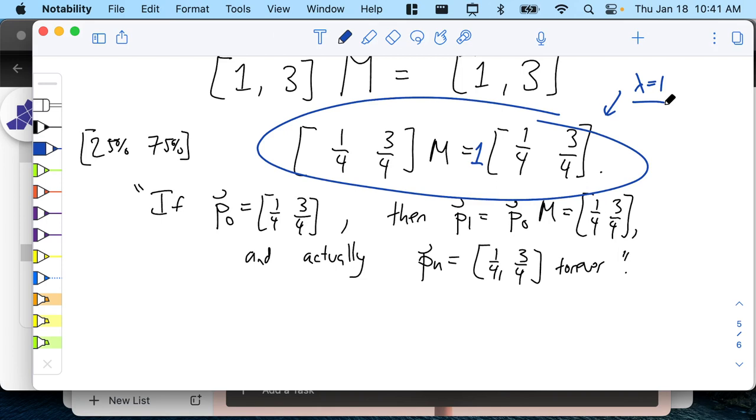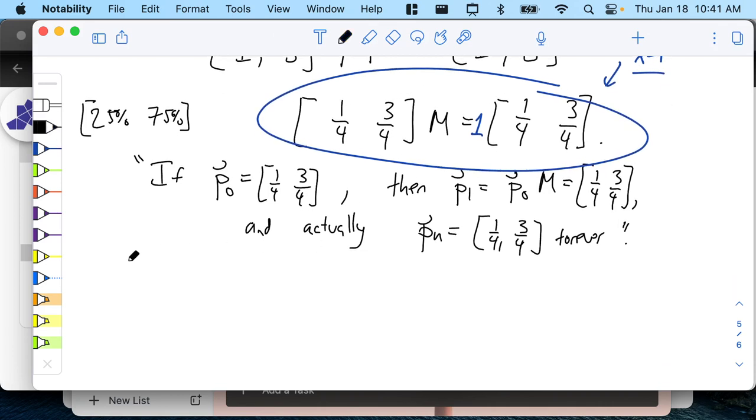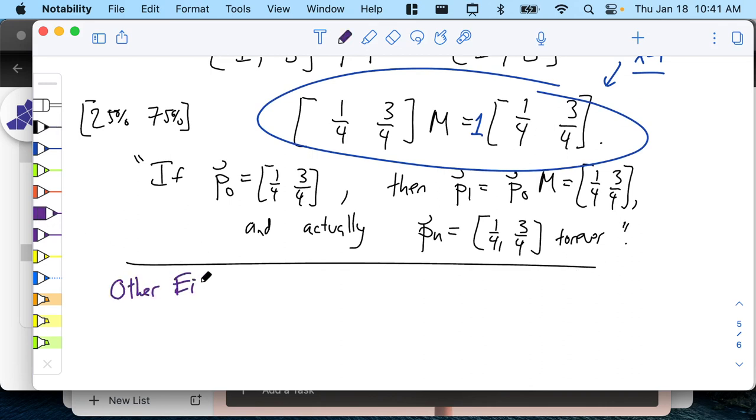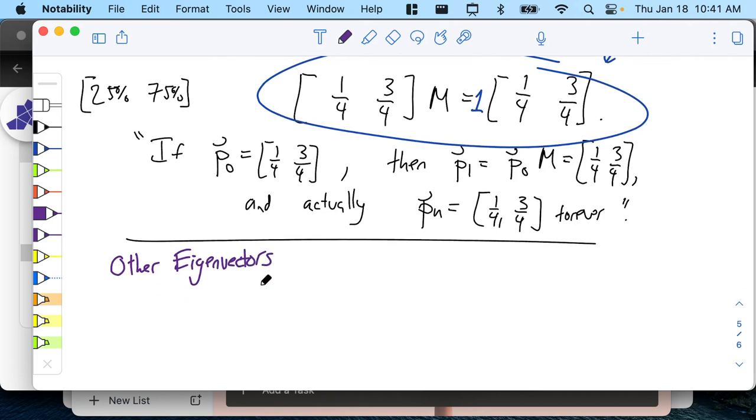So already, if you know this, you can try to argue why this (1/4, 3/4) thing is going to be important. But I'll tell you the other eigenvector, and then it'll become really obvious what's going on. This is a 2x2 problem, so that's why it has two eigenvectors. There's only one other one, two total. The other one is the vector (-1, 1) times M.